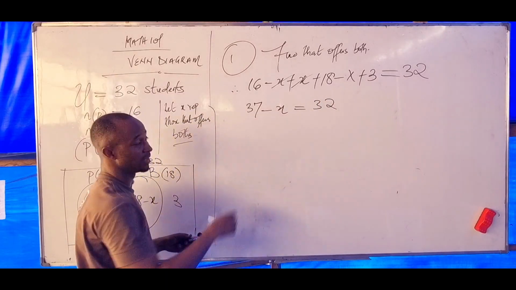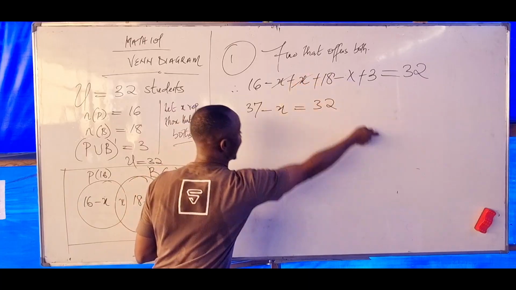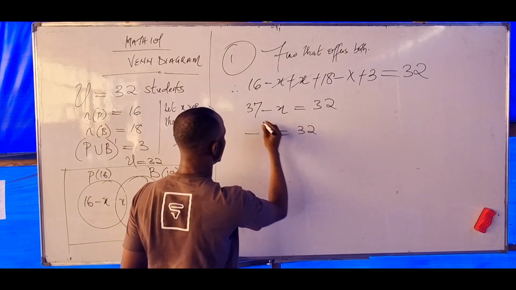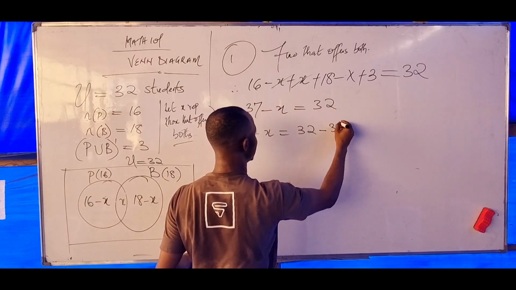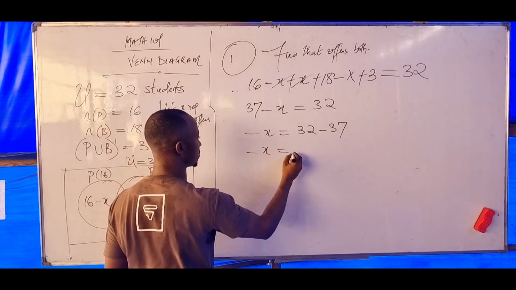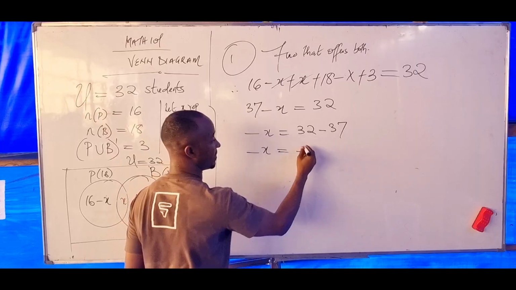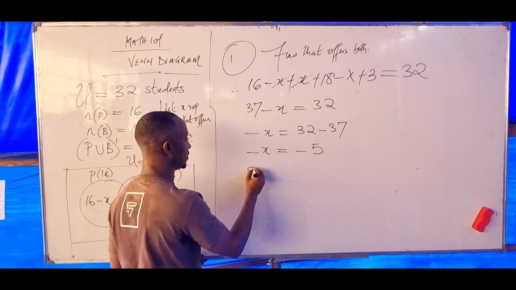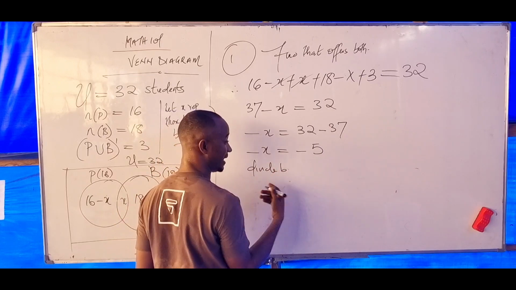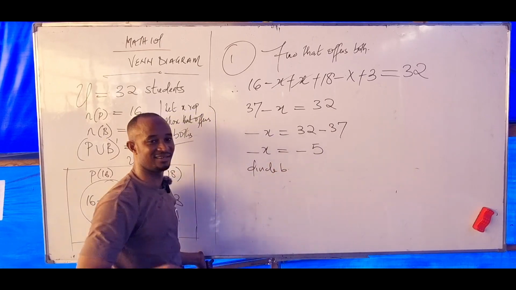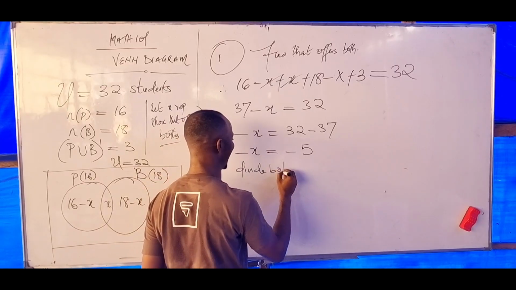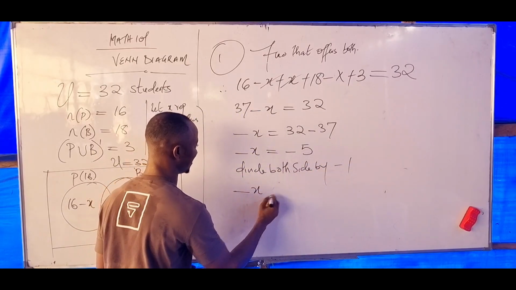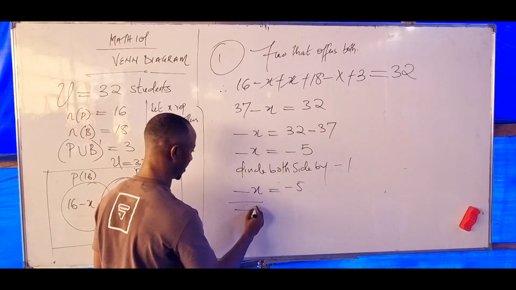So what do we do here? We subtract 37 from both sides, or we move it to the other side. Minus x equals 32, and when you move it, it becomes minus 37. So minus x equals minus 5, right? To find x, divide both sides by minus 1. So we have minus x over minus 1 equals minus 5 over minus 1.